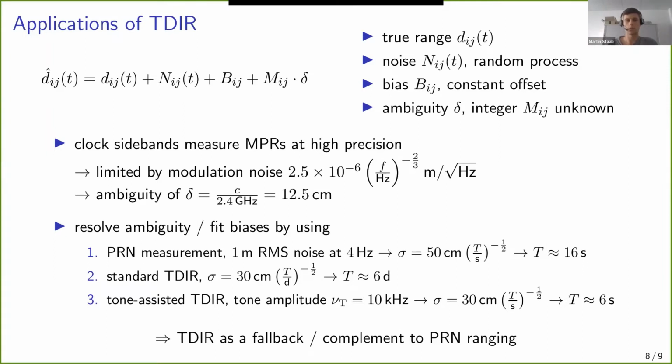But if you use tone-assisted TDIR, you're back at orders of magnitude of what the PIN measurement can give you. So here we can show that TDIR can be used as a more or less equivalent fallback or complement to PIN ranging.